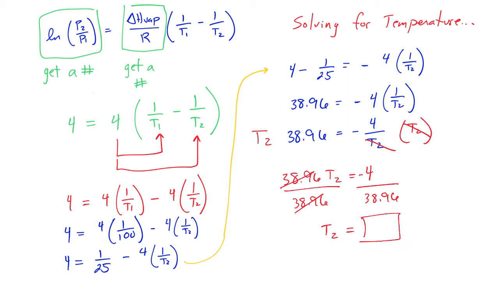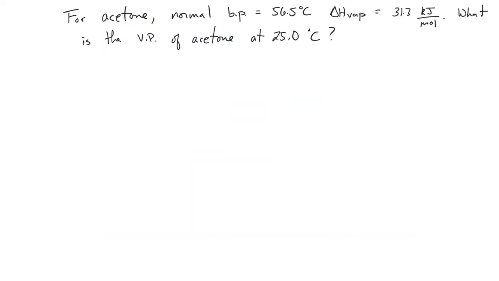Now, in this example, I got a negative number, but that's not going to happen if you do it correctly with a real problem. In this problem, I just was showing you how to solve for the temperature. You will use the same strategy, plug in the values that you have for your temperatures, for your pressures, and your enthalpy of vaporization. So let's look at a real problem here.